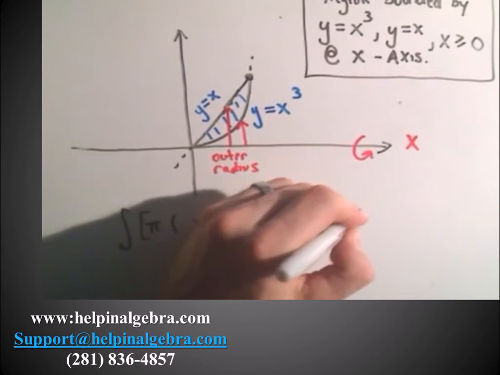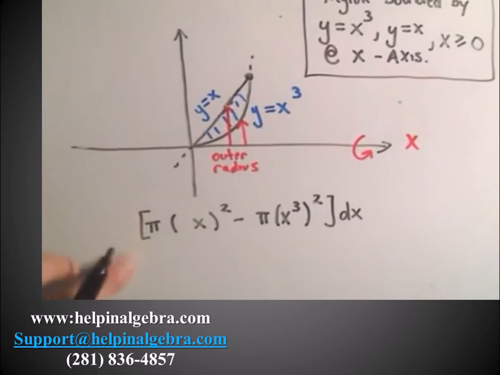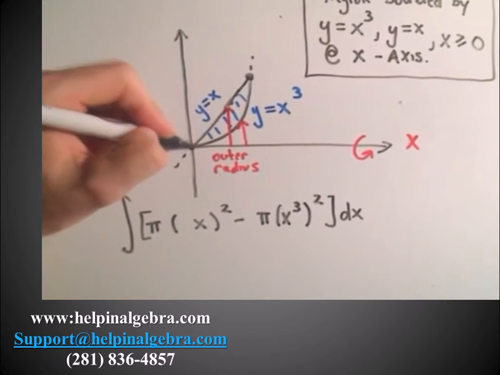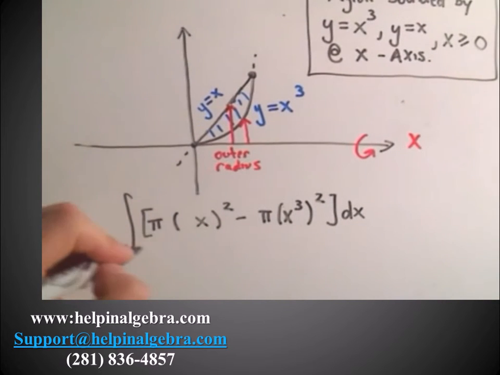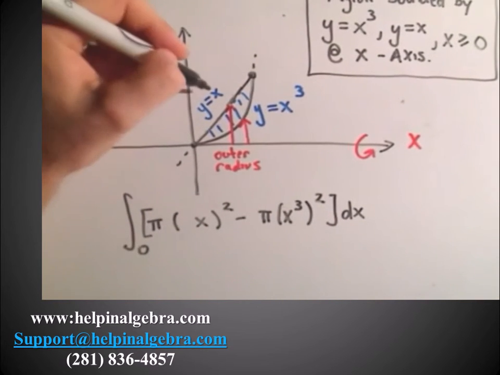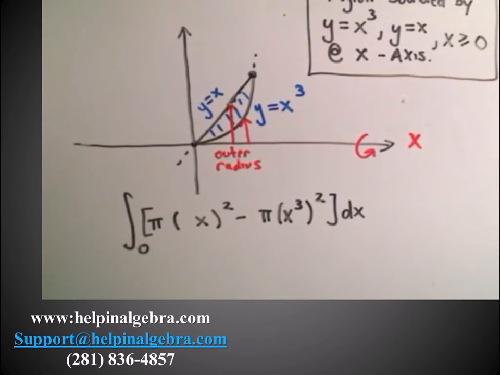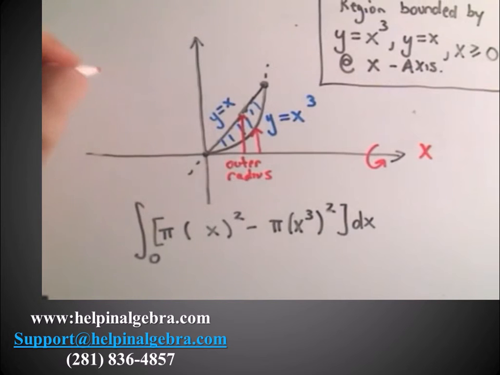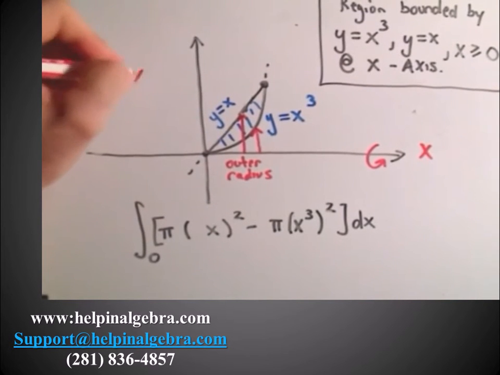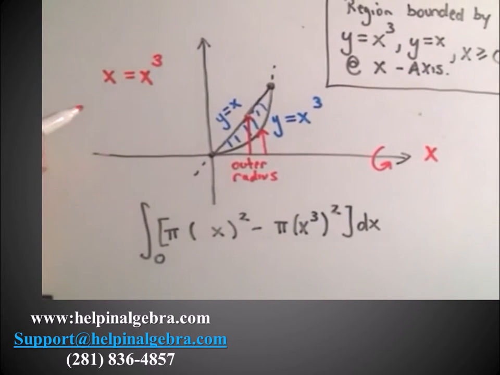We're integrating this with respect to x, so that means the limits of integration are going to come from the x-axis. Well, the smallest x-coordinate that we're using here is 0. To get the largest one, in general, you have to set these things equal to each other and then solve. I mean, you can probably guess the value. But again, just a little bit of algebra refresher.